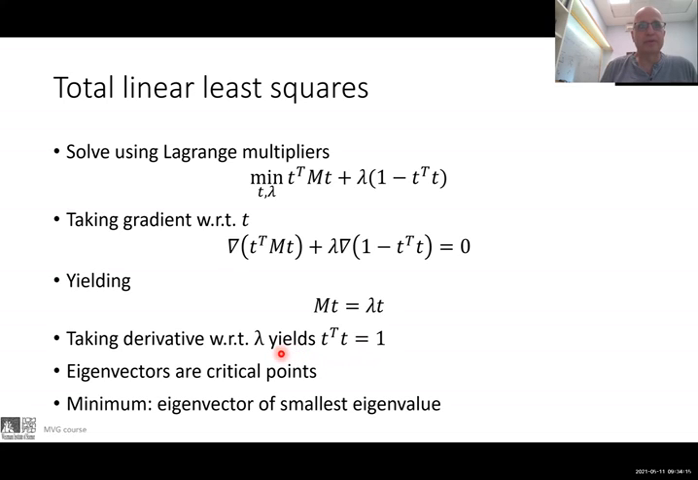Notice also that if we took the derivative of this Lagrange expression with respect to lambda, what we get back is the constraint that T has norm 1, which is good. So essentially, T is an eigenvector with norm 1. Again, the minimum is given by the eigenvector of smallest eigenvalue.